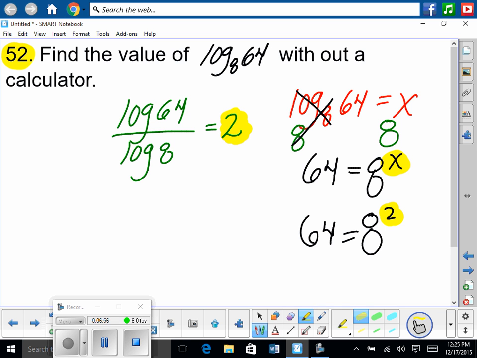So you could always use this way to check it using your calculator. And I use this way if it doesn't specify whether I need to use my calculator or not. I just use the change of base formula because it's easiest for me. But you could do it this way. And they just want to know you know how to do it both ways on this problem.